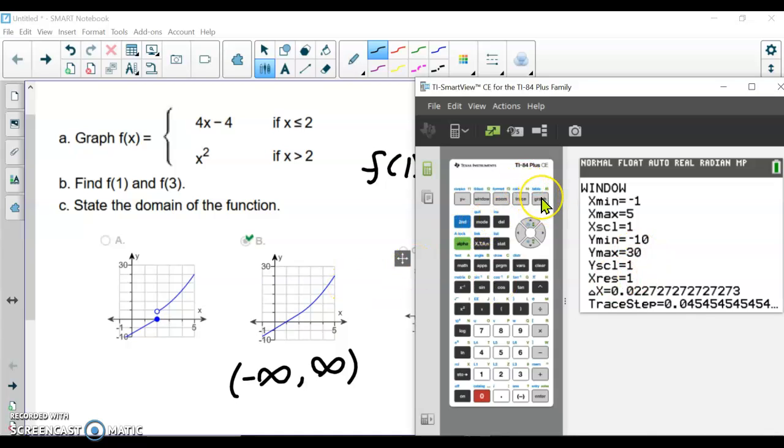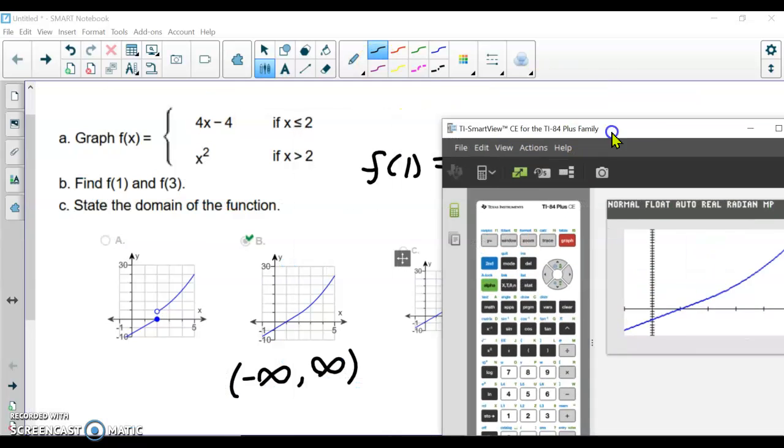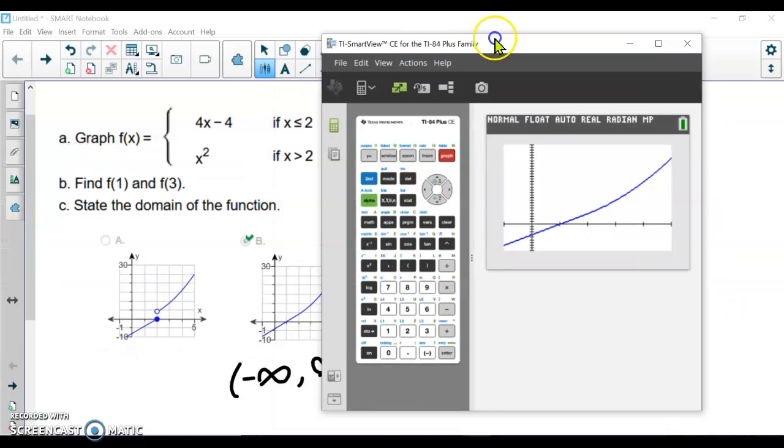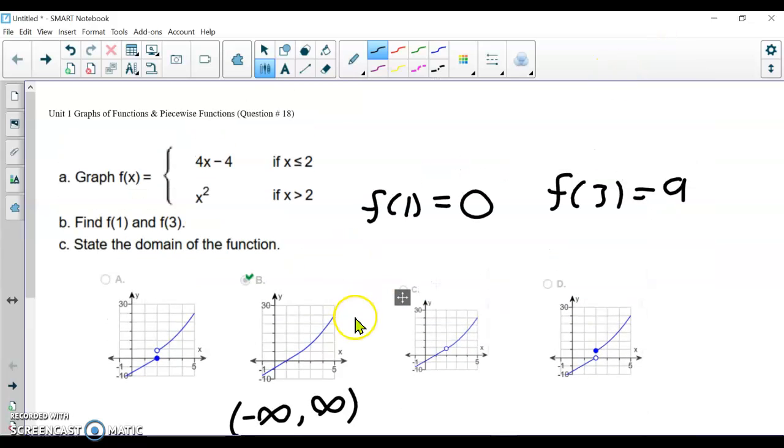So again, if you have your window set right and you graph it, you should be able to pick just a one-to-one description of what you need. And if you notice now, it's certainly B, right? That's the exact same graph. Everything else has gaps and things. So that's how you could process that question there with a little bit of help from the calculator.